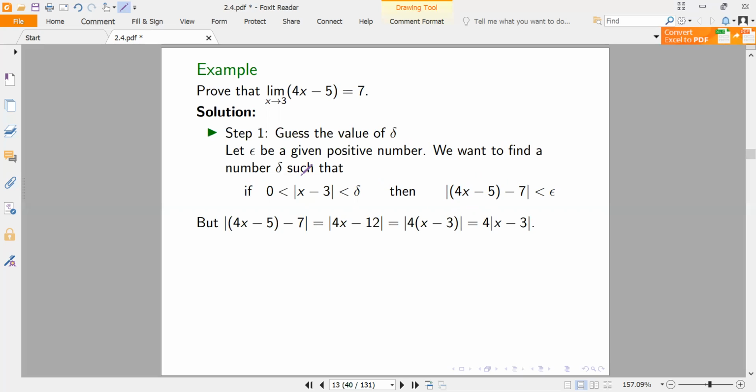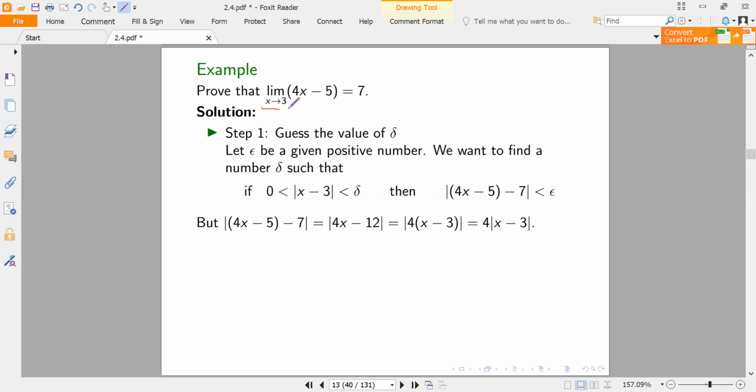So basically we want to cheat the system, so we start at the end. Let's first take f of x minus L and see what distance it becomes. If we take f of x, which in this case is 4x minus 5, minus 7, we have 4x minus 5 minus 7, which is 4x minus 12. Taking the common factor of 4, remember 4 is a positive number, so we can take 4 out of the absolute value. We end up having 4 times the absolute value of x minus 3.